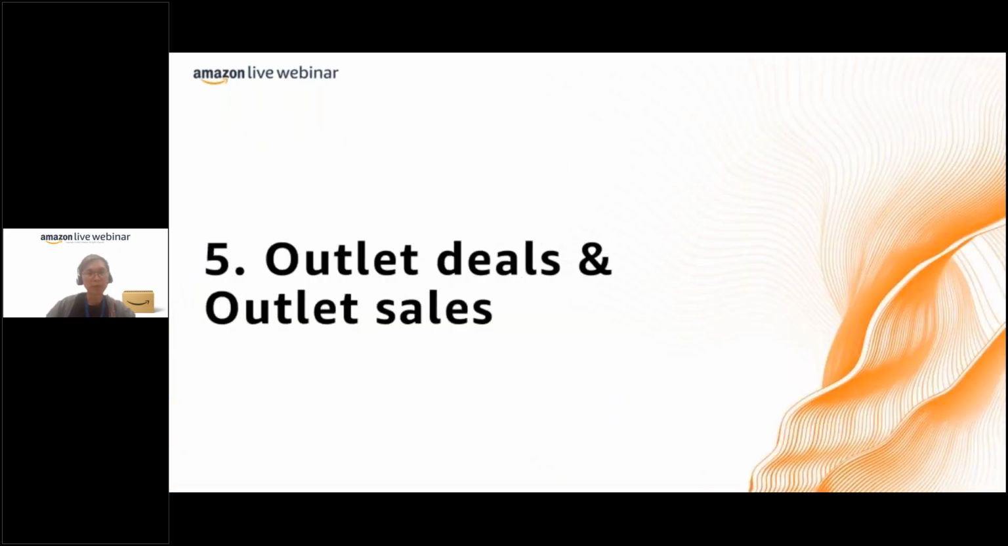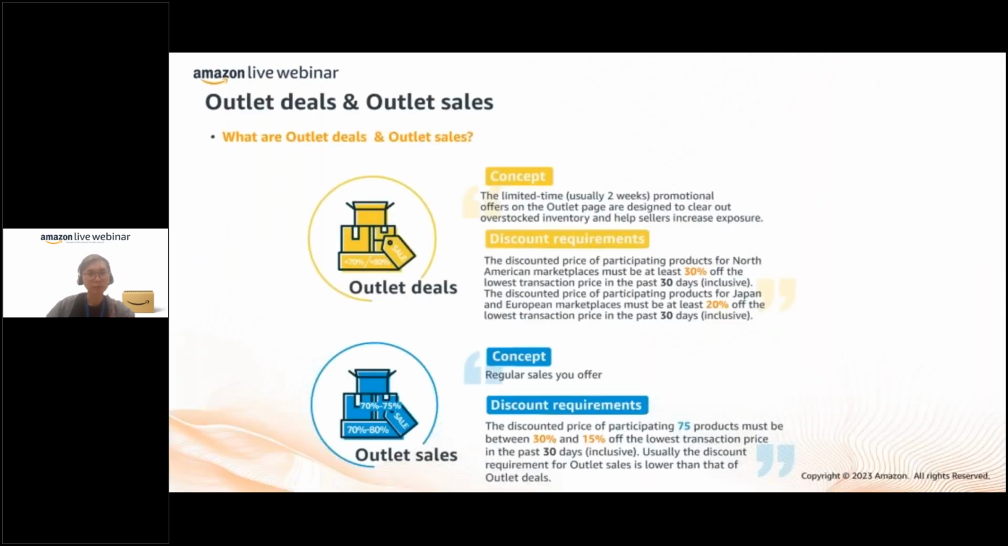Okay, now next I want to go on to outlet deals, or so-called outlet sales. I'm not sure if you're very aware, but in the US, outlet is a big thing. In the Singapore or Southeast Asia context, we usually call it clearance or that kind of name. But outlet is what the US consumer is more familiar with, the terms outlet deals and outlet sales. So what is the difference between outlet deals and outlet sales?